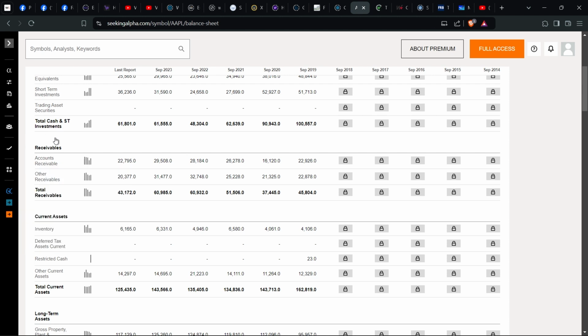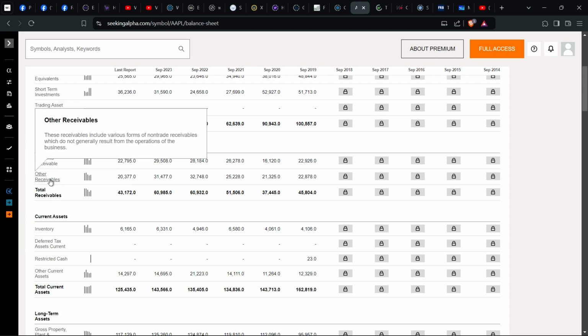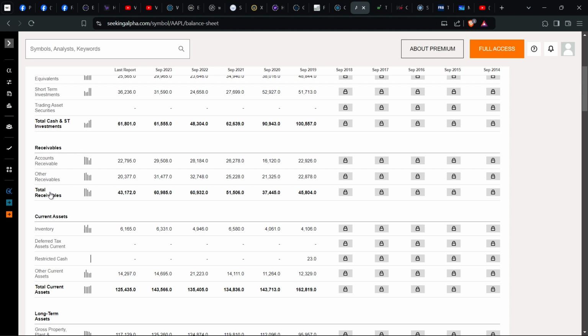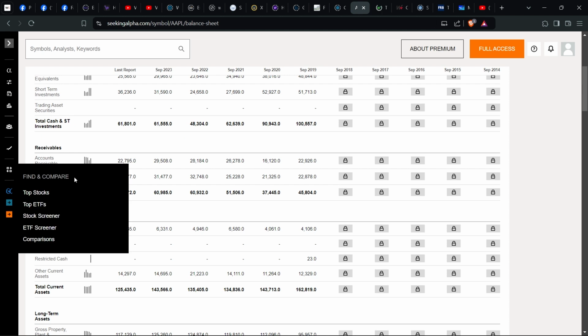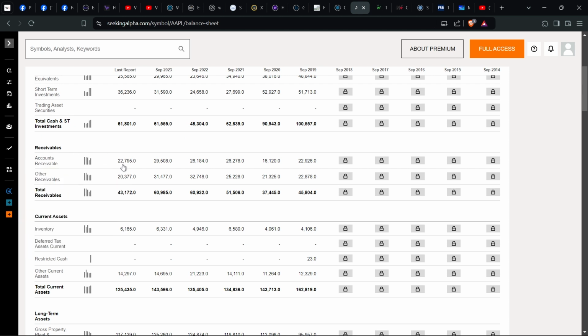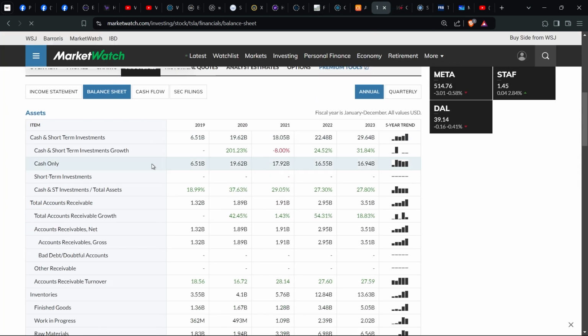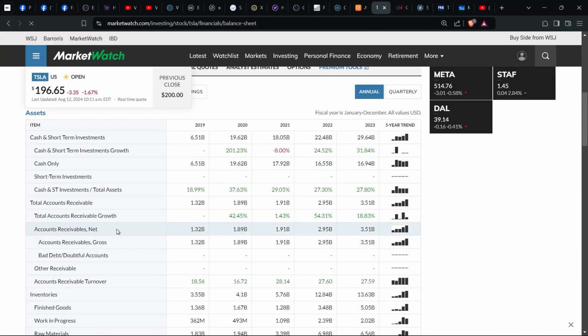back to here. So now we have looked at receivables, accounts receivables, other receivables, and the total receivables. Of course, this is going to be minus the doubtful accounts. Now, there is a ratio that is called accounts receivable turnover.